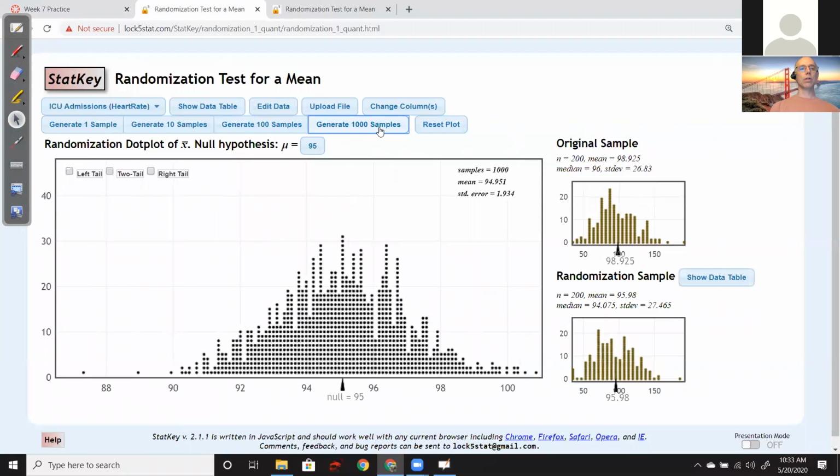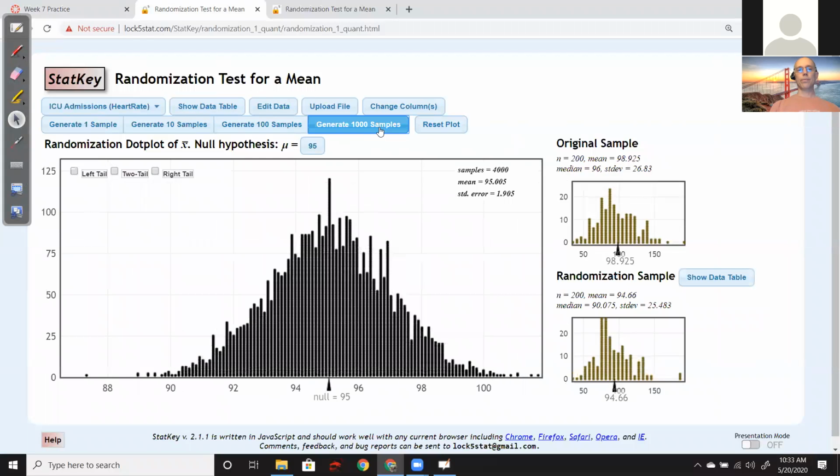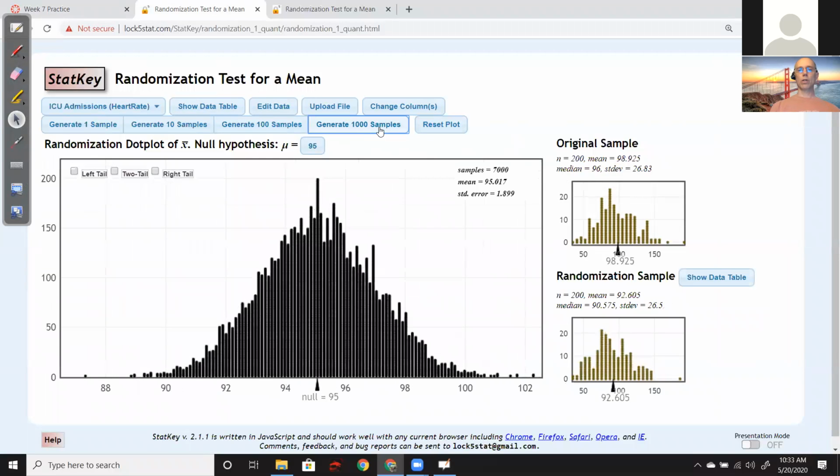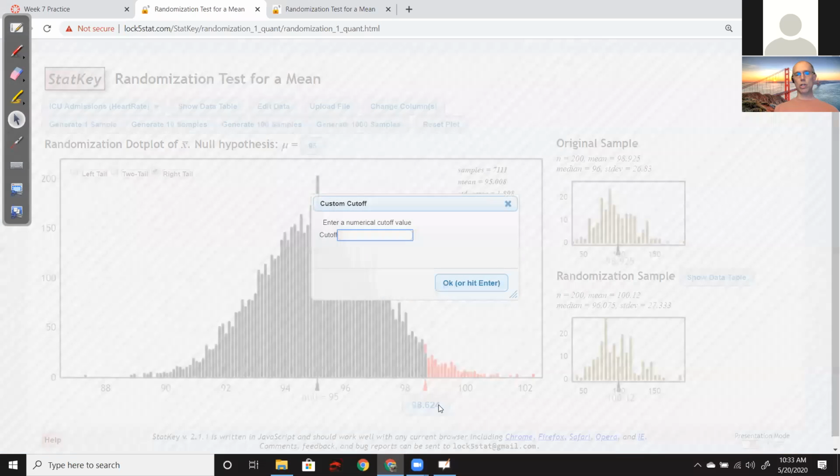Generate, generate, generate. 7,000, let's go. 7,111. Let's be a little crazy today. And right tail. Okay, so they threw a number down here that puts 2.5% in the extreme there. We want our mean of 98.925 in there, so we gotta go adjust. 98.925, did I type that right? 98.925, I think so.